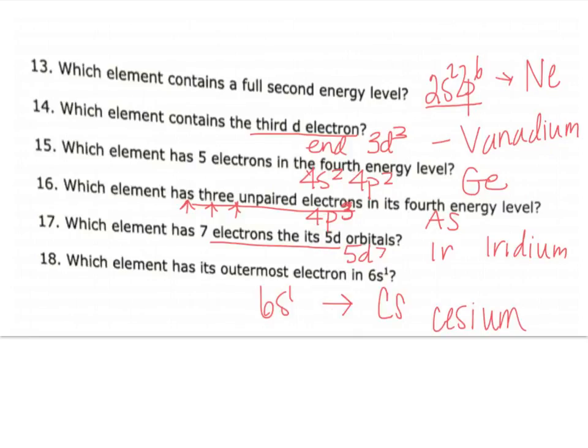17 says, which element has 7 electrons in its 5d orbitals? So that'd be 5d7, and that's iridium. And then the last one says, which element has its outermost electron in 6s1? So that just means it ends in 6s1, which would be cesium.